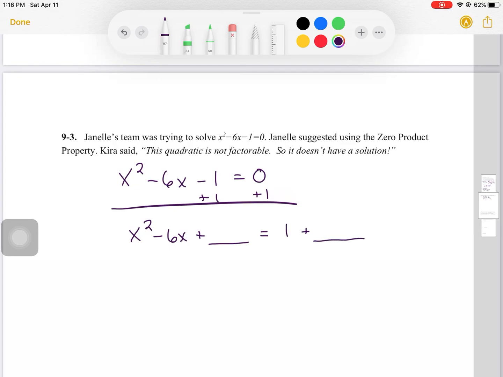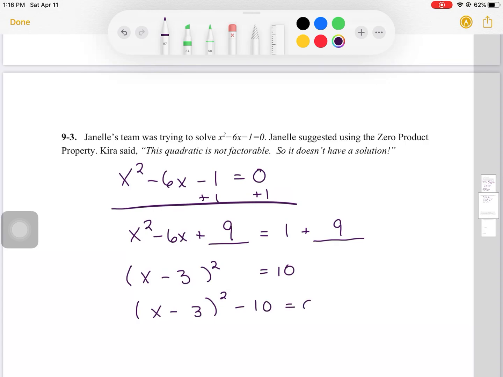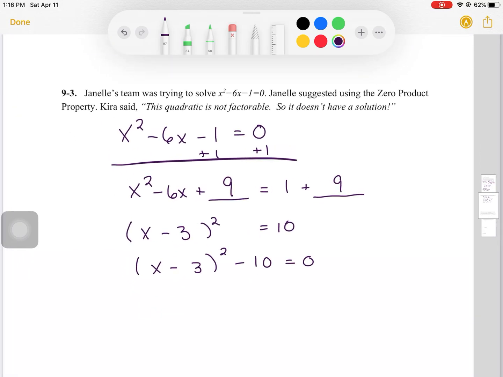Now I'm going to add something on to make this a perfect square, and I get 1, and whatever I add on to make this left-hand side a perfect square, I need to add on to the other side as well. I take half of -6. I always look at that term right there. Half of -6 is -3, and I square it, which is 9. So I'm going to add a 9 onto both sides, and I get, in factored form then, x minus 3, the quantity squared, equals 10, and in graphing form, then x minus 3, the quantity squared minus 10, equals 0.